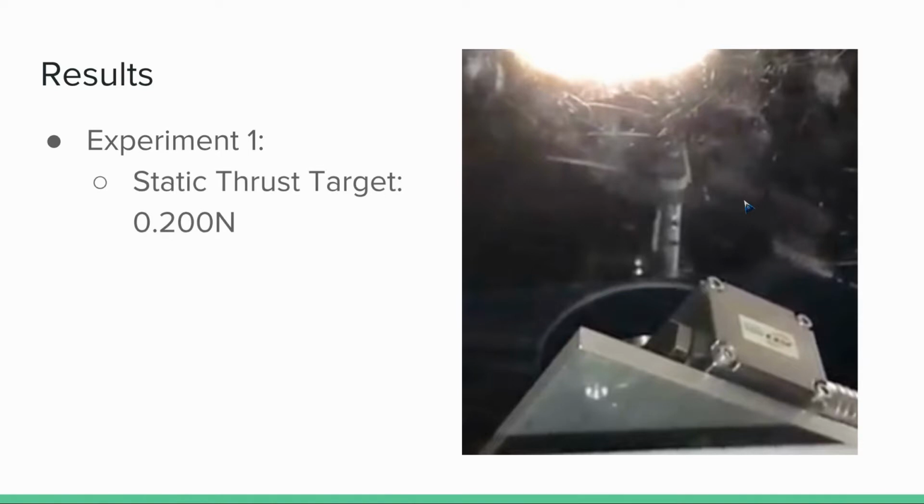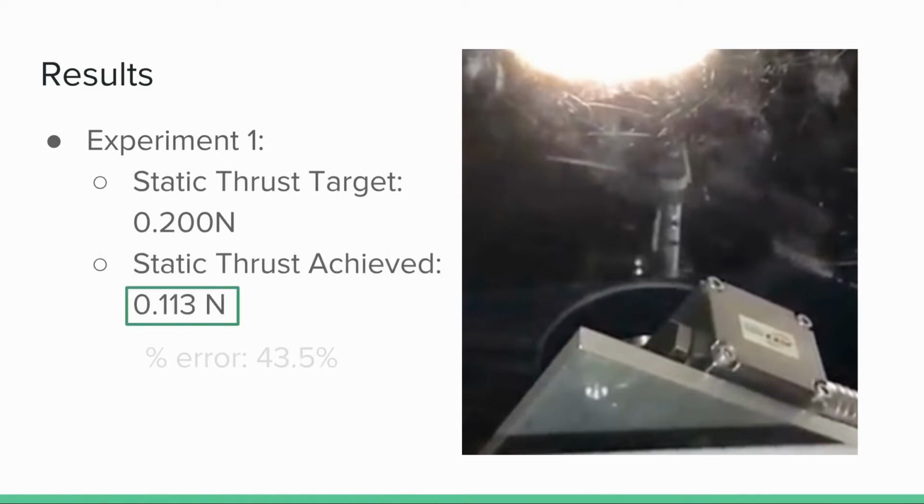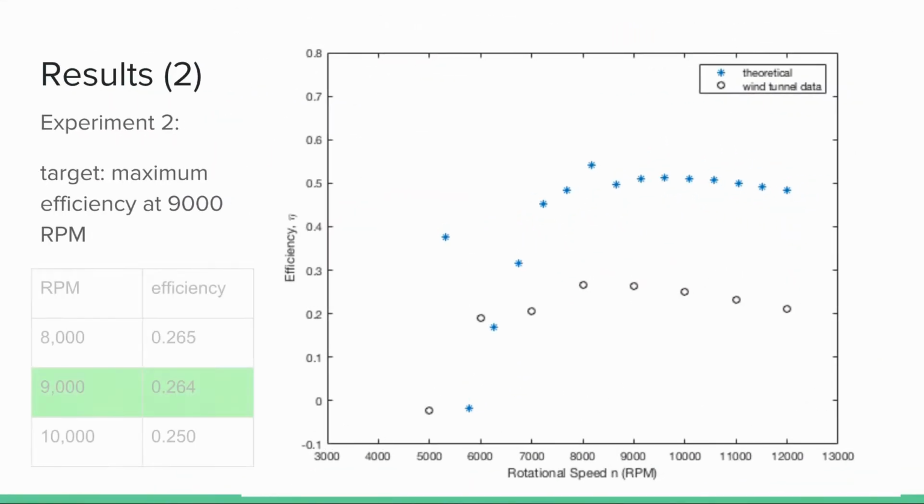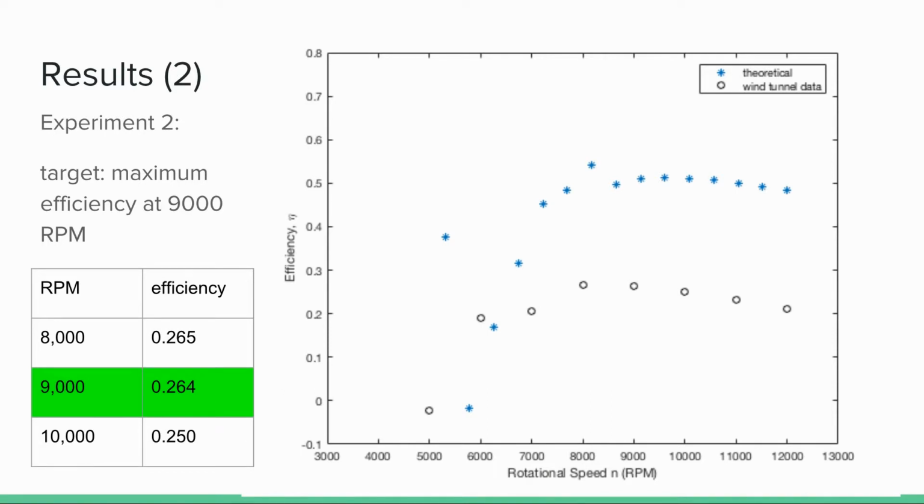The results. For the first experiment, we were hoping to get a static thrust of 0.2 newtons, and we achieved a thrust of 0.113 newtons. For the second one, we expected to get maximum efficiency at 9,000 RPM when the wind tunnel was running at 5 meters per second. We achieved our maximum efficiency at 8,000 RPM.